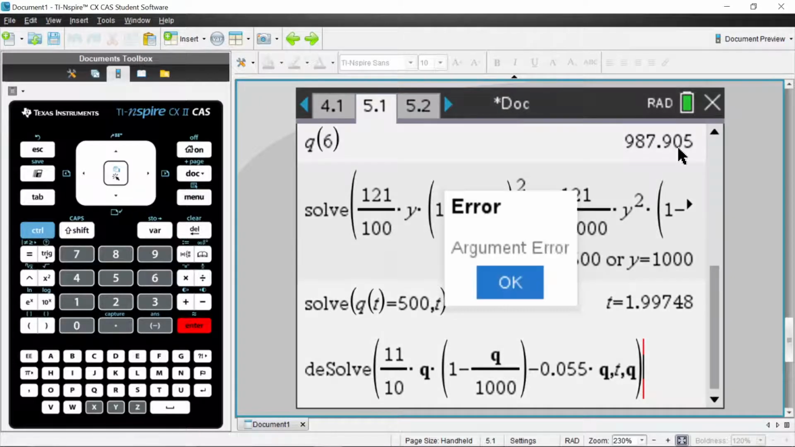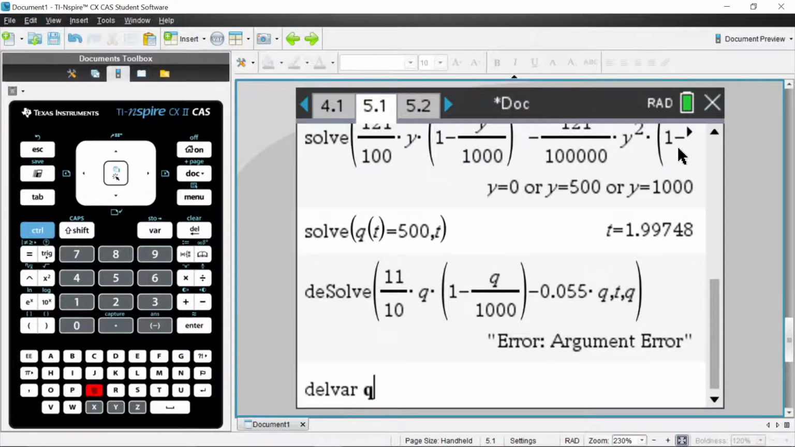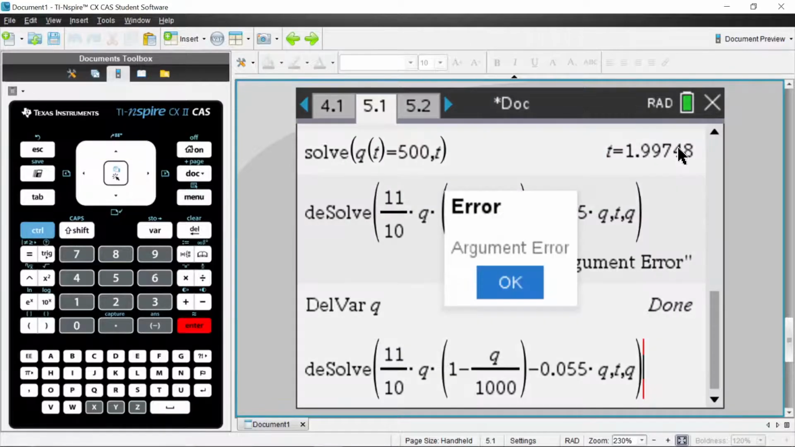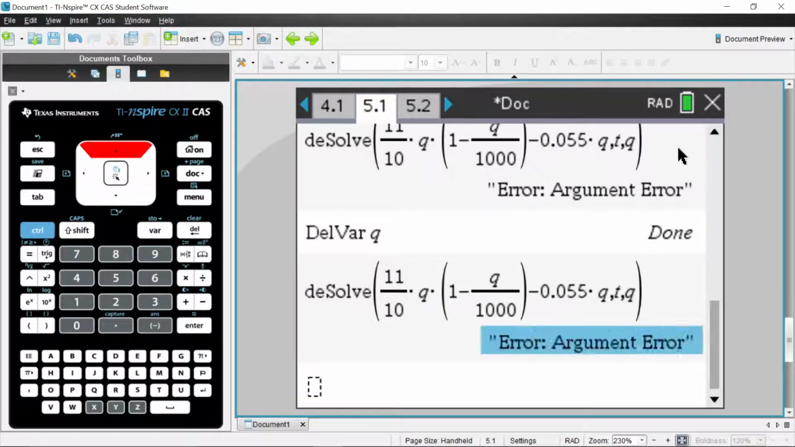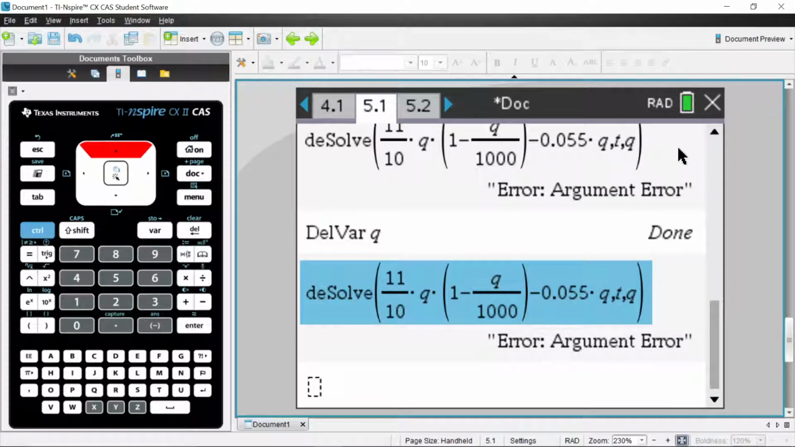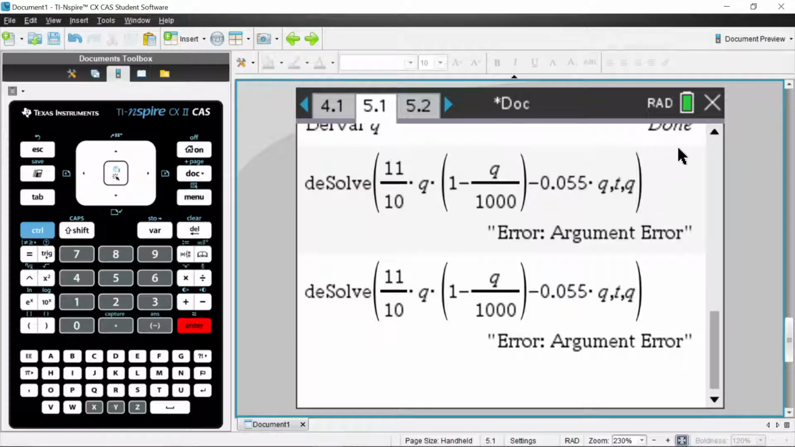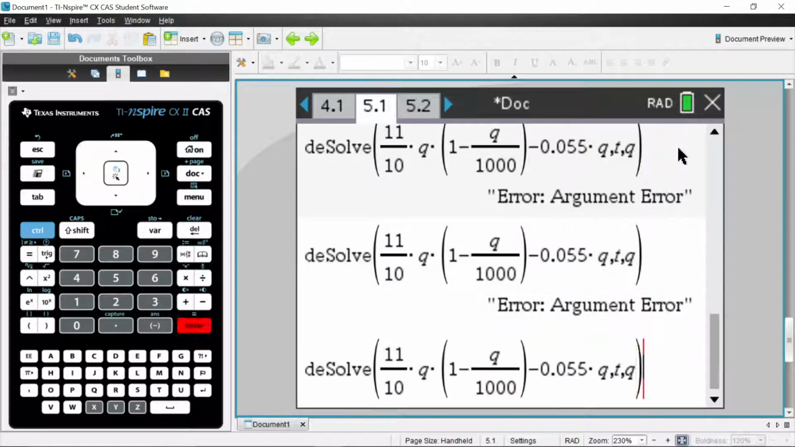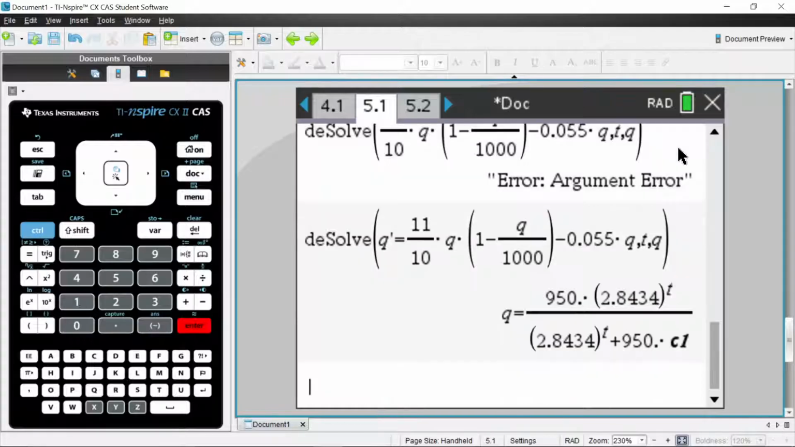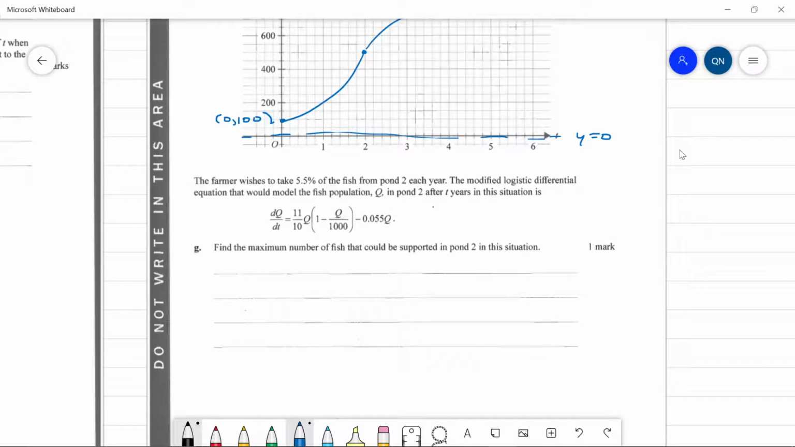Okay, argument error because I need a del bar Q. Let's run it again. Argument error again. What's wrong with that? Can it solve a simple one? Oh, because I need to put in the equation, right? Do I need to put in Q prime or something? There we go. So we have a C1 there.